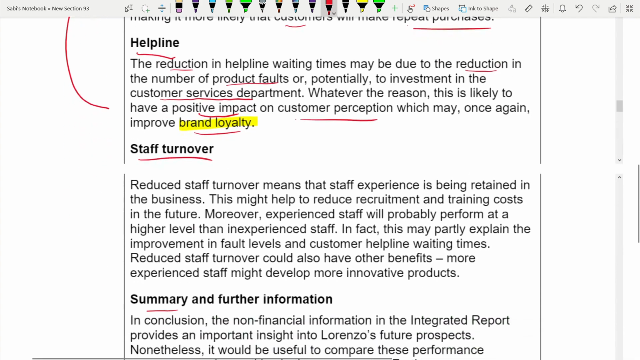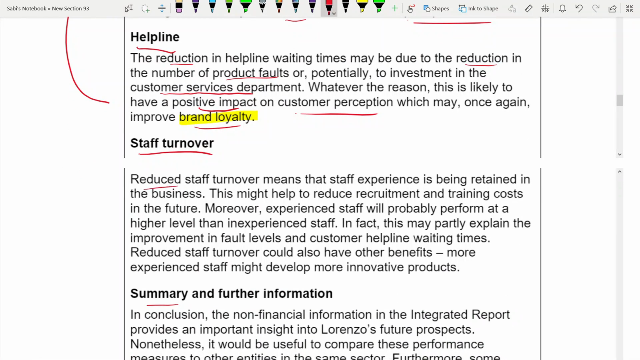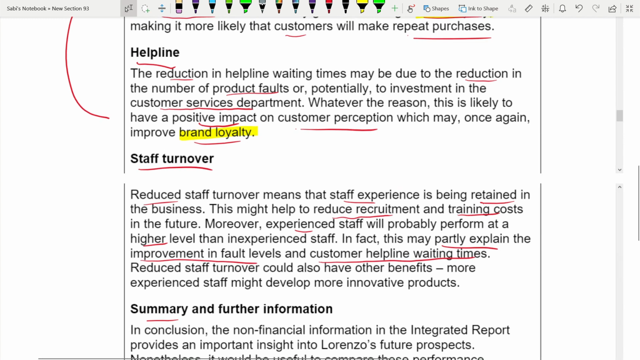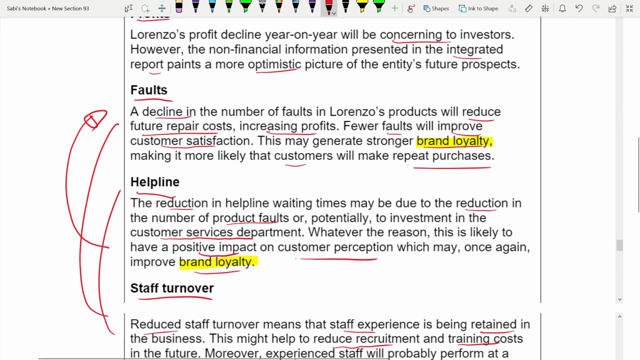Coming to staff turnover. Even this reduced. Why could it reduce? What could be the impact of it? Reduced staff turnover means staff experience is being retained in the business. Because they will be more skilled and they are retained, this will reduce the recruitment process and training costs also. And also experienced staff will perform at a higher level compared to inexperienced staff. So this also partly explains the improvement in fault levels and customer helpline waiting times. You see how you're linking staff turnover with this and with this. You should be able to do this.